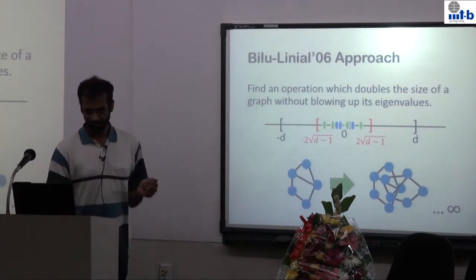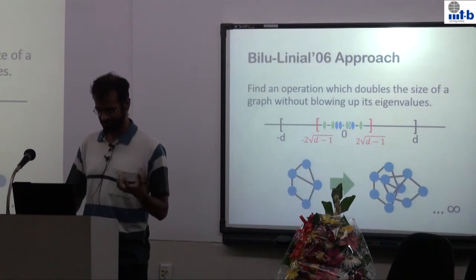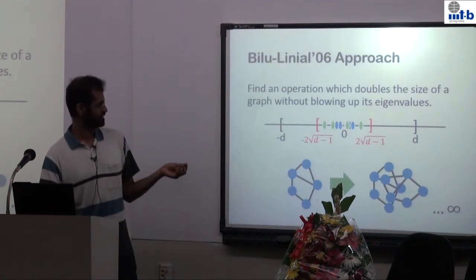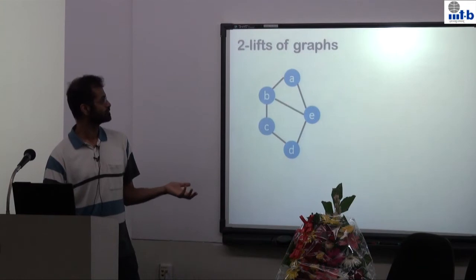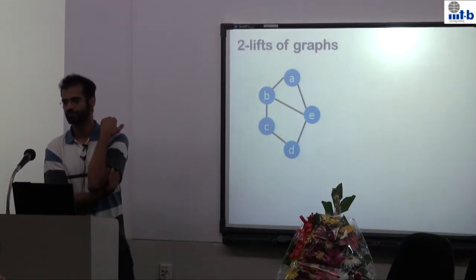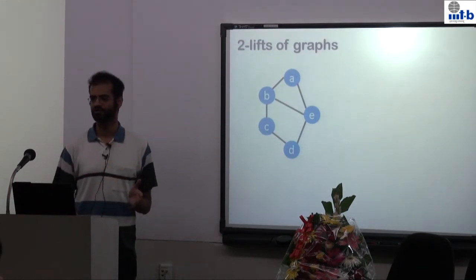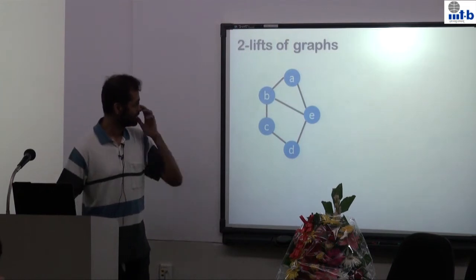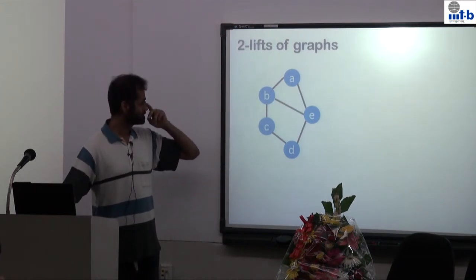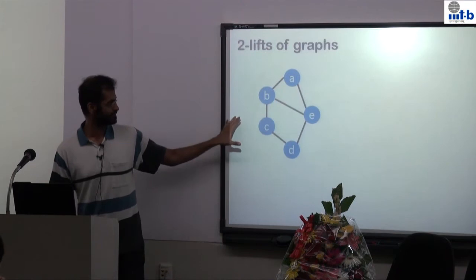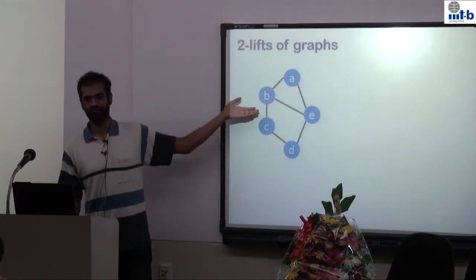Okay. So Bilu and Linial suggested a very natural, nice operation for doing this, and it's called a two-lift of a graph. It's also called a two-cover. It's a topological notion if you're familiar with that. But let me just define what a two-lift is. So suppose I have a d-regular graph on n vertices. In this case, n is 5.